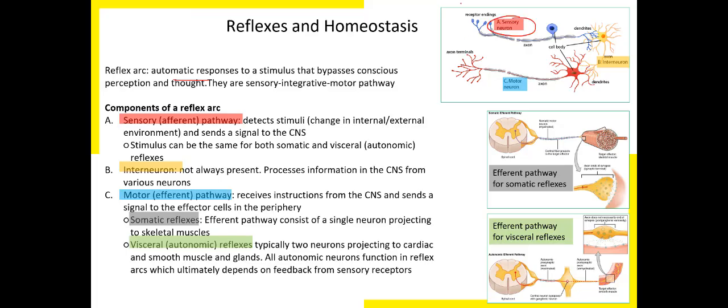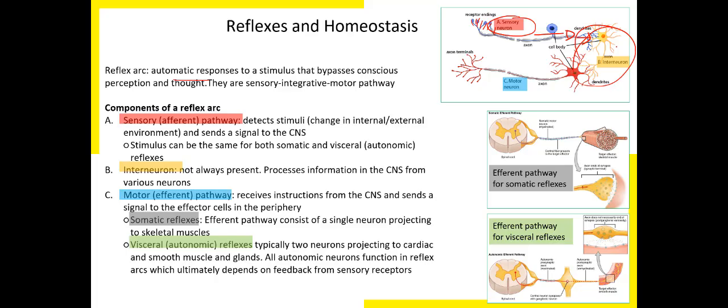The sensory neuron is the part that detects the stimulus or the change in the environment, whether it be internal or external, right? And what happens is then that sends the signal to the central nervous system. In the central nervous system, you've got interneurons, right? In between neurons, and these interneurons process information in the central nervous system from various neurons.